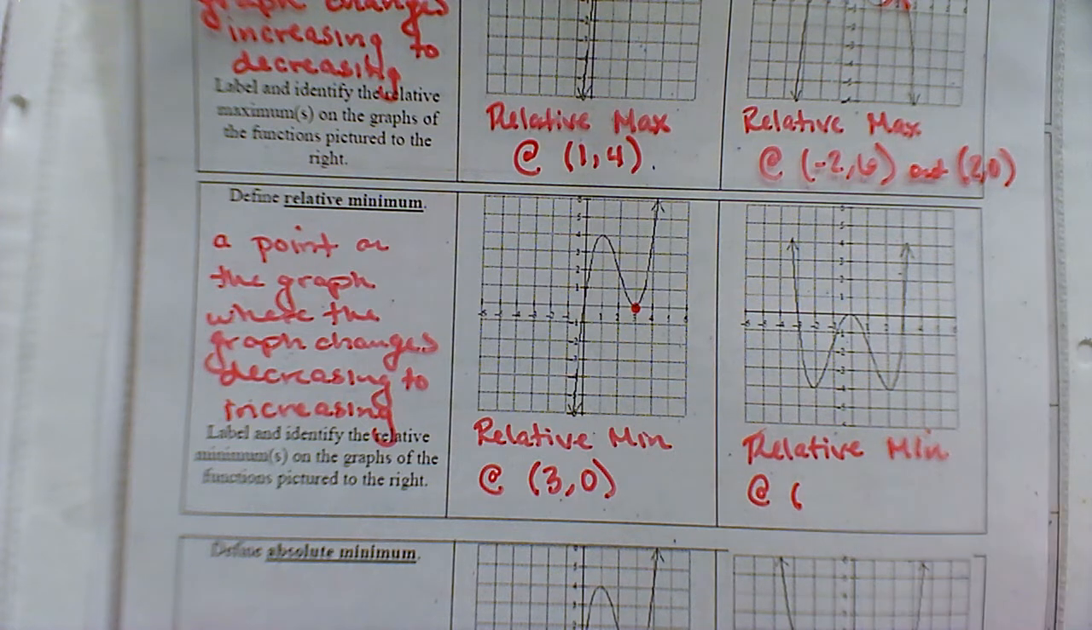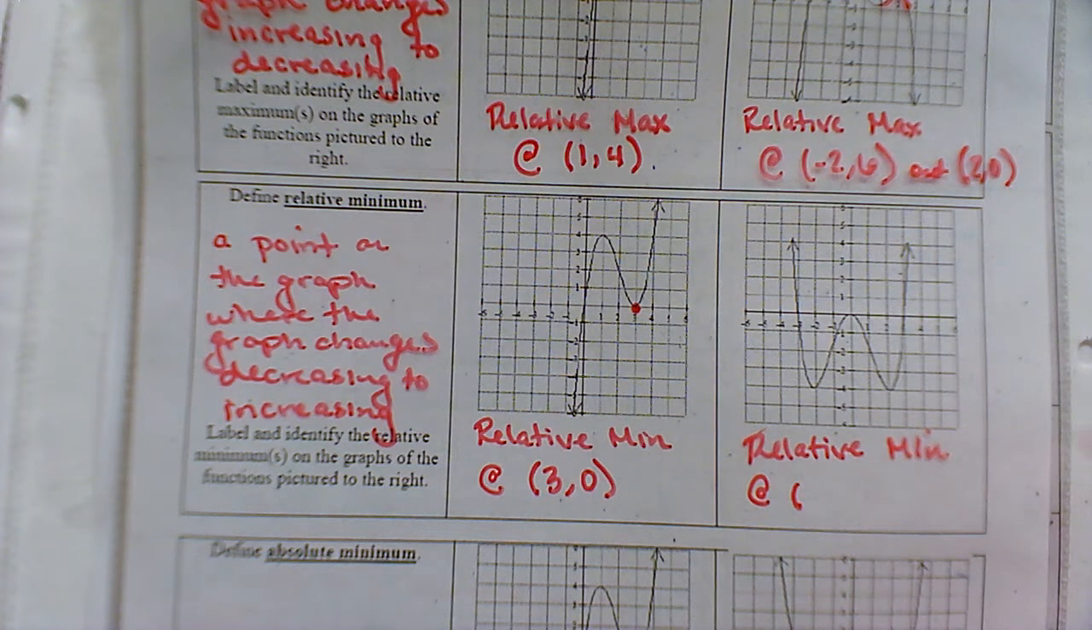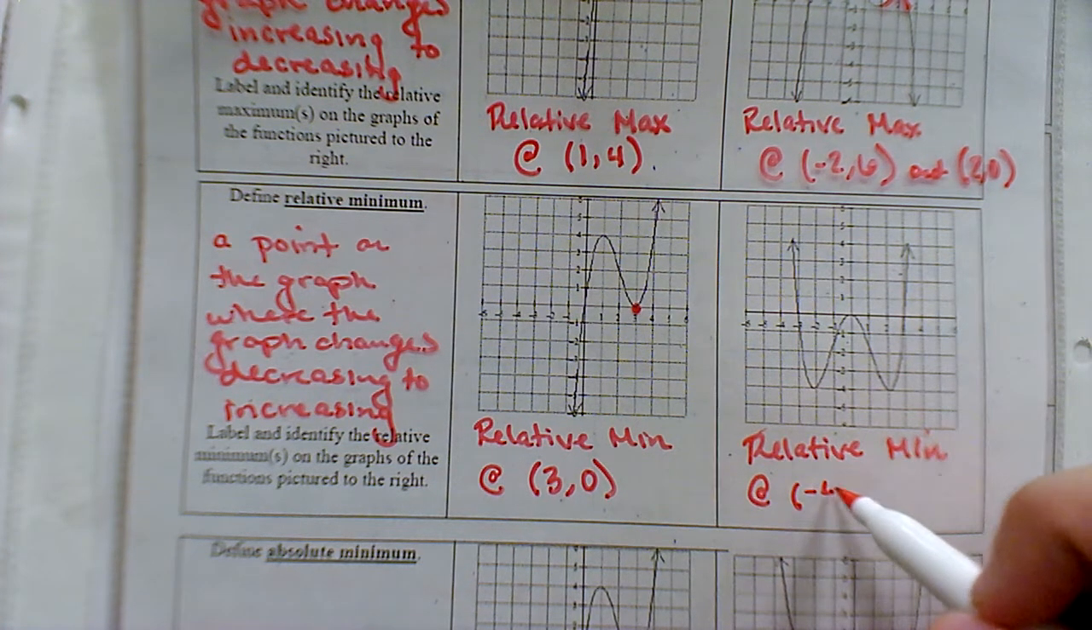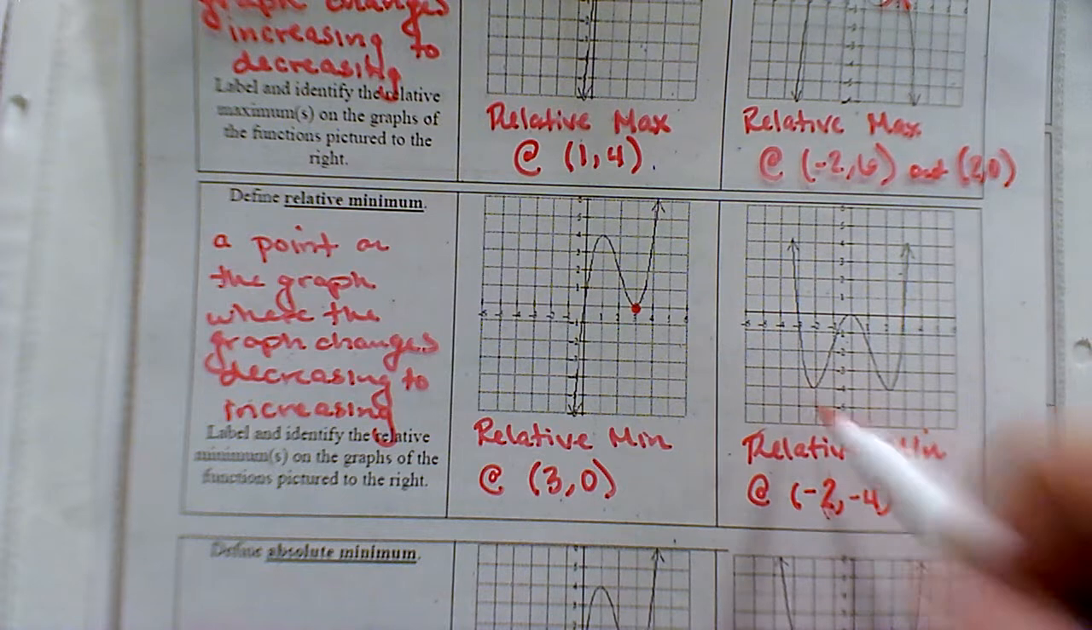Say it again. Oh, I thought we were talking about the first. Never mind. That's okay. 1, 4 would be a max. Yep. -4, -2, or -2, -4. Sorry. -2. -4 looks good.